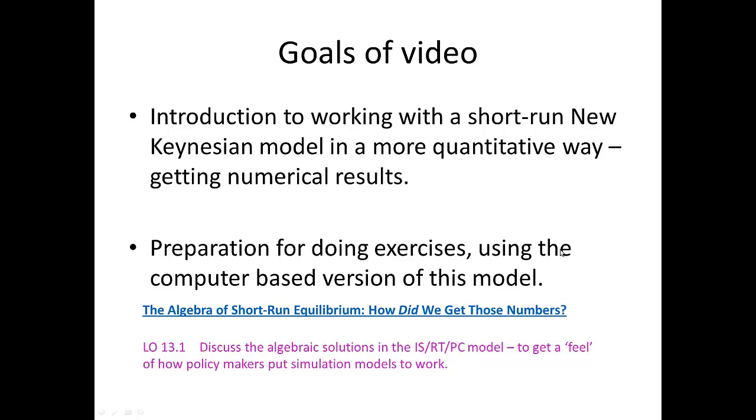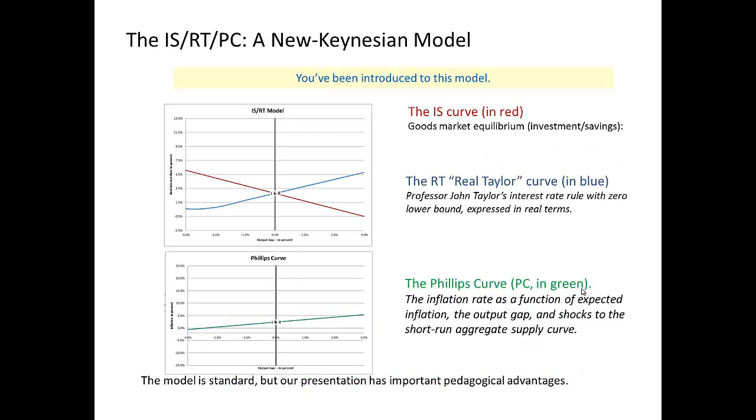Now, this video corresponds to a section in Chapter 13. The title of this section is The Algebra of Short-Run Equilibrium. How did we get those numbers? And it also corresponds more directly to a learning objective, that's 13.1, where you're going to be asked to discuss the algebraic solutions in the ISRT-PC model, how to get a feel of how policymakers put simulations to work.